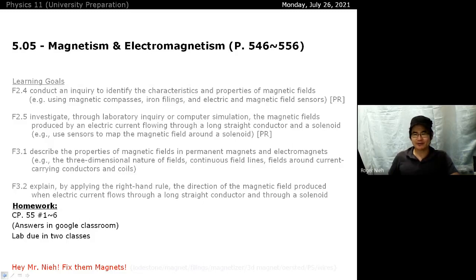Hello all, welcome to another adventure together. This time around we're going to connect together the world of magnetism and the world of electromagnetism, and see how they all unite together.